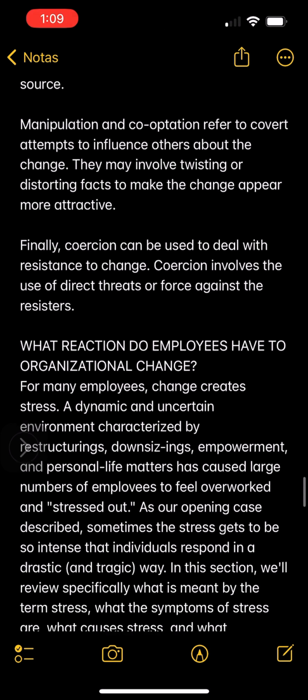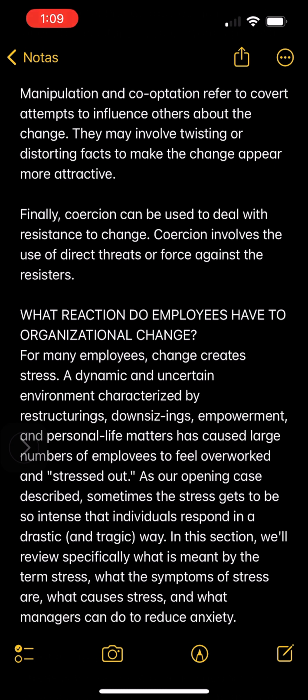Manipulation and co-optation refer to covert attempts to influence others about the change. They may involve twisting or distorting facts to make the change appear more attractive. Finally, coercion can be used to deal with resistance to change. Coercion involves the use of direct threats or force against the resistors. What reaction do employees have to organizational change?